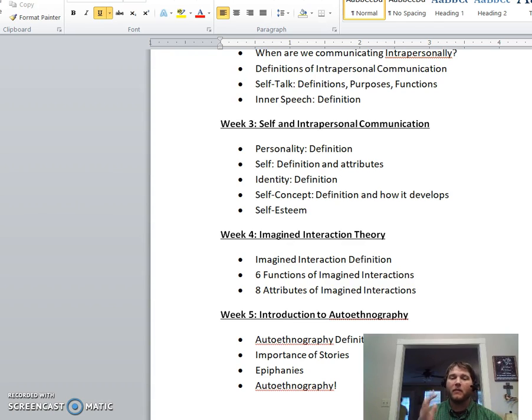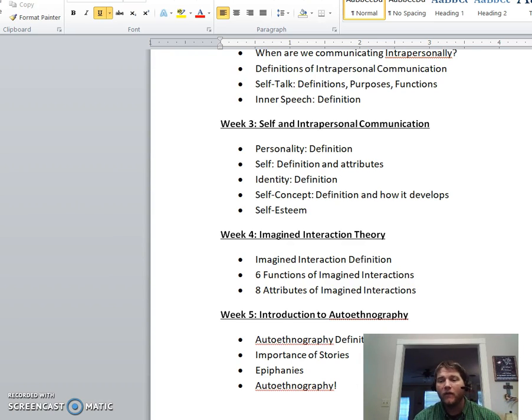So we're talking about PowerPoints. We're talking about things that we've done in those weekly screencasts. Okay. Week 4, imagined interaction theory. Here it's a little bit more narrow. The imagined interaction definition, the 6 functions, and the 8 attributes. So know what those are, know how they work. I went over that in pretty good detail in the PowerPoint.